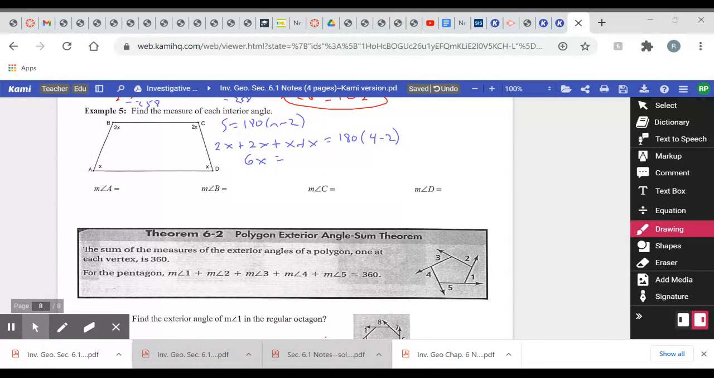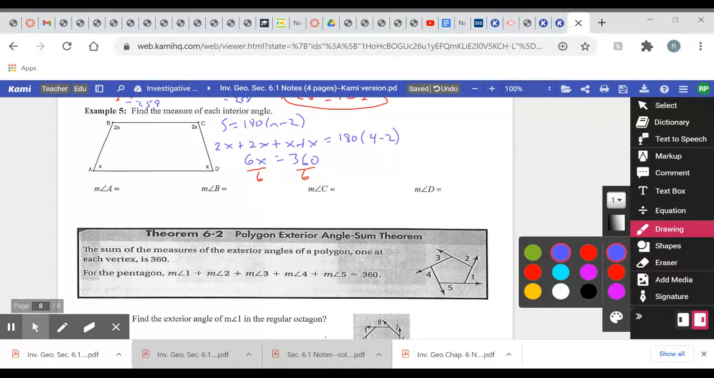This 180 times (4 minus 2) is the same as what we had up above, which ended up giving us 360. So I'm going to write 360. And then if I divide by 6 on both sides, I end up with x equals 60. But that's not what the question's asking.